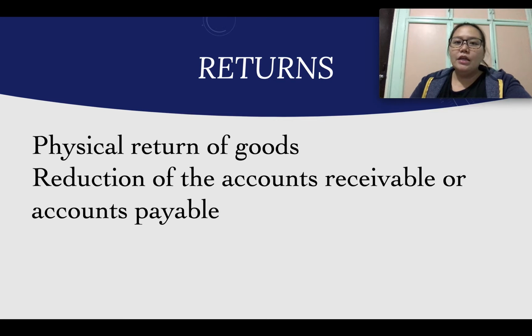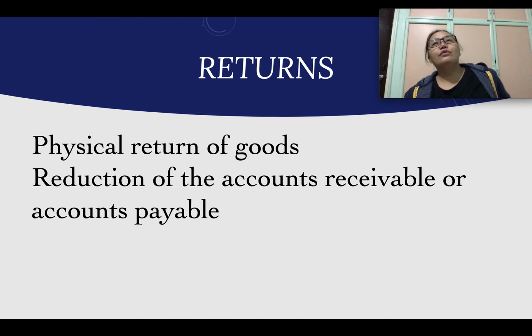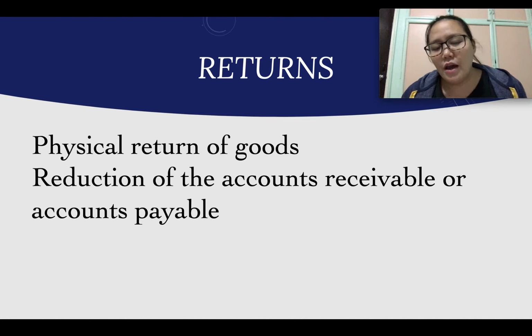Okay? So next, we have returns. Earlier, we had the purchase returns and sales returns. Of course, the purchase returns account is used if we are the buyer, and the sales returns account is used if we are the seller. So what is the difference between the two? Because we use a single account title: purchase returns and allowances, and sales returns and allowances.